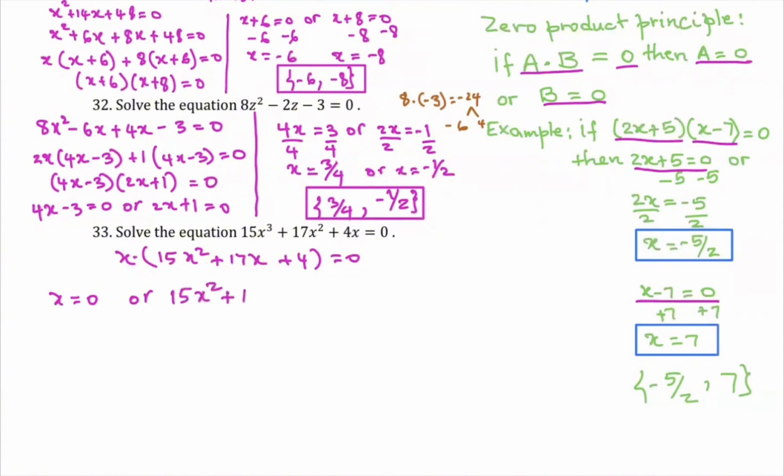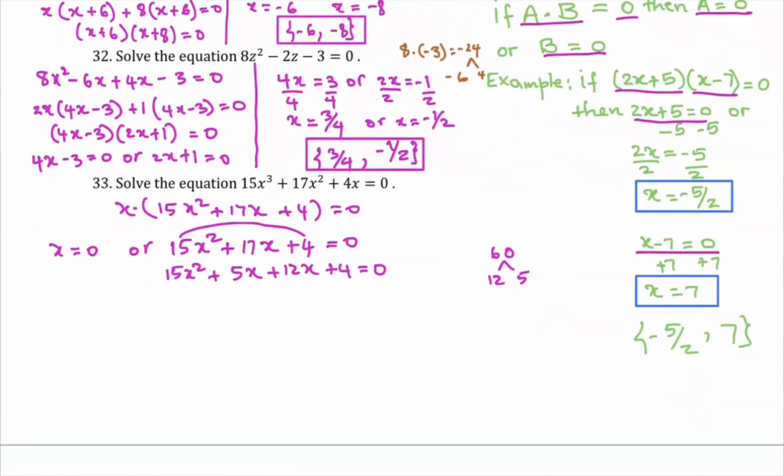15x squared plus 17x plus 4 equals 0. With that, we can multiply 4 and 15. That will give you 60. Two factors of 60 that the sum is 17 are 12 and 5. So that will be 15x squared plus 5x. Let me put the 5 first. It doesn't matter, it will give you the same answer. Plus 12x plus 4 equals 0.